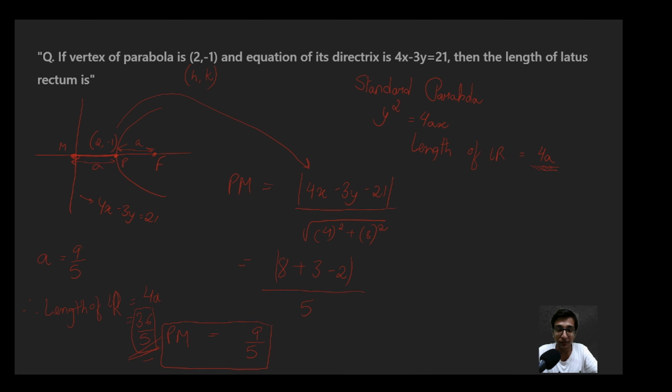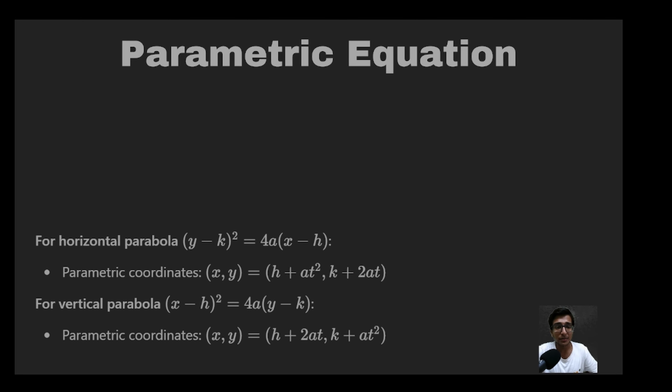So if you were able to solve it without looking at the video, then I think your concepts of parabola and its equations are very much clear. Now let's look at the parametric equation. Again, there is nothing new here. If you remember, for y square is equal to 4ax, the parametric coordinates that we had studied were (at square, 2at). The same thing here, when the equation of parabola is (y - k) whole square is equal to 4a(x - h), then our parameters would become (h + at square, k + 2at).